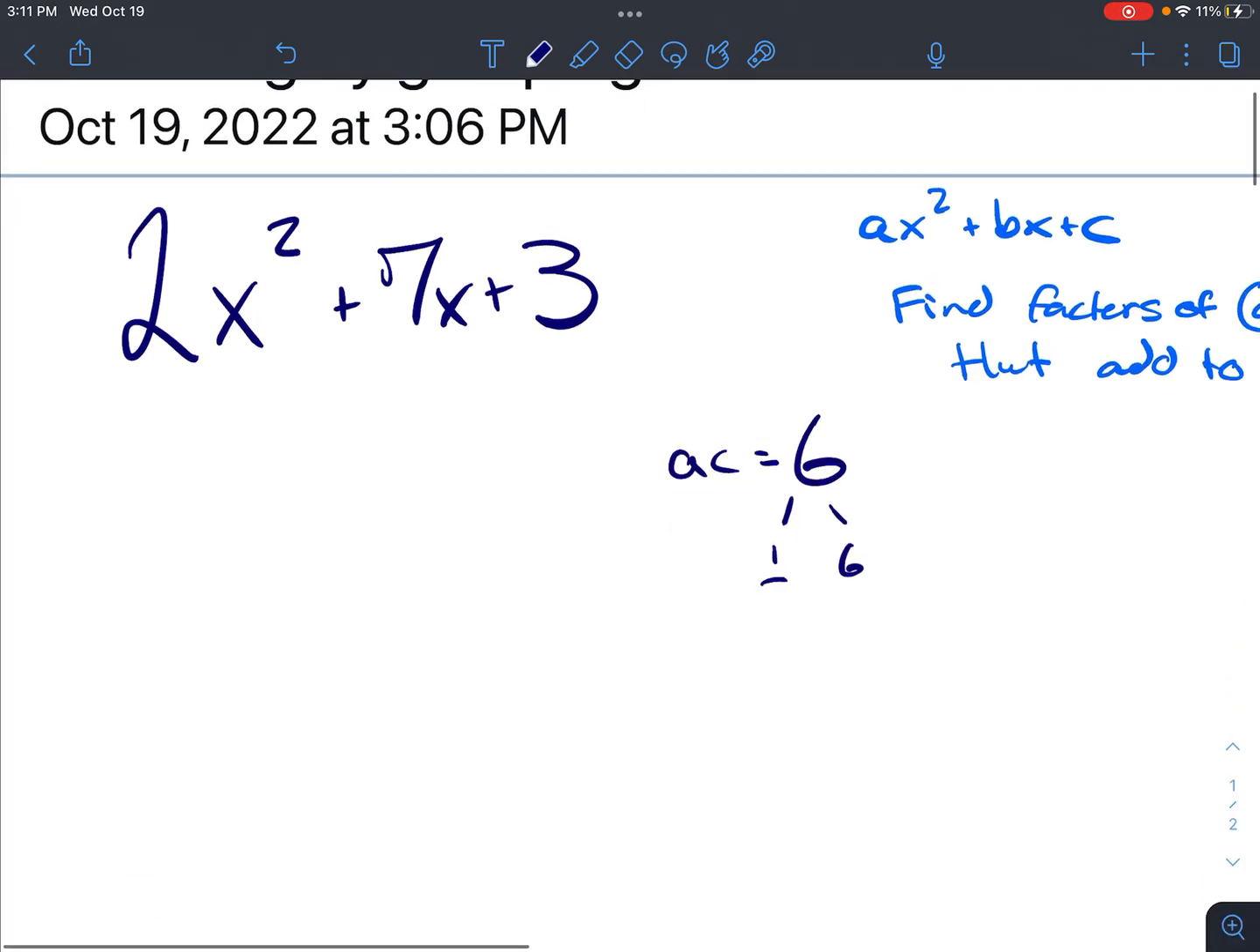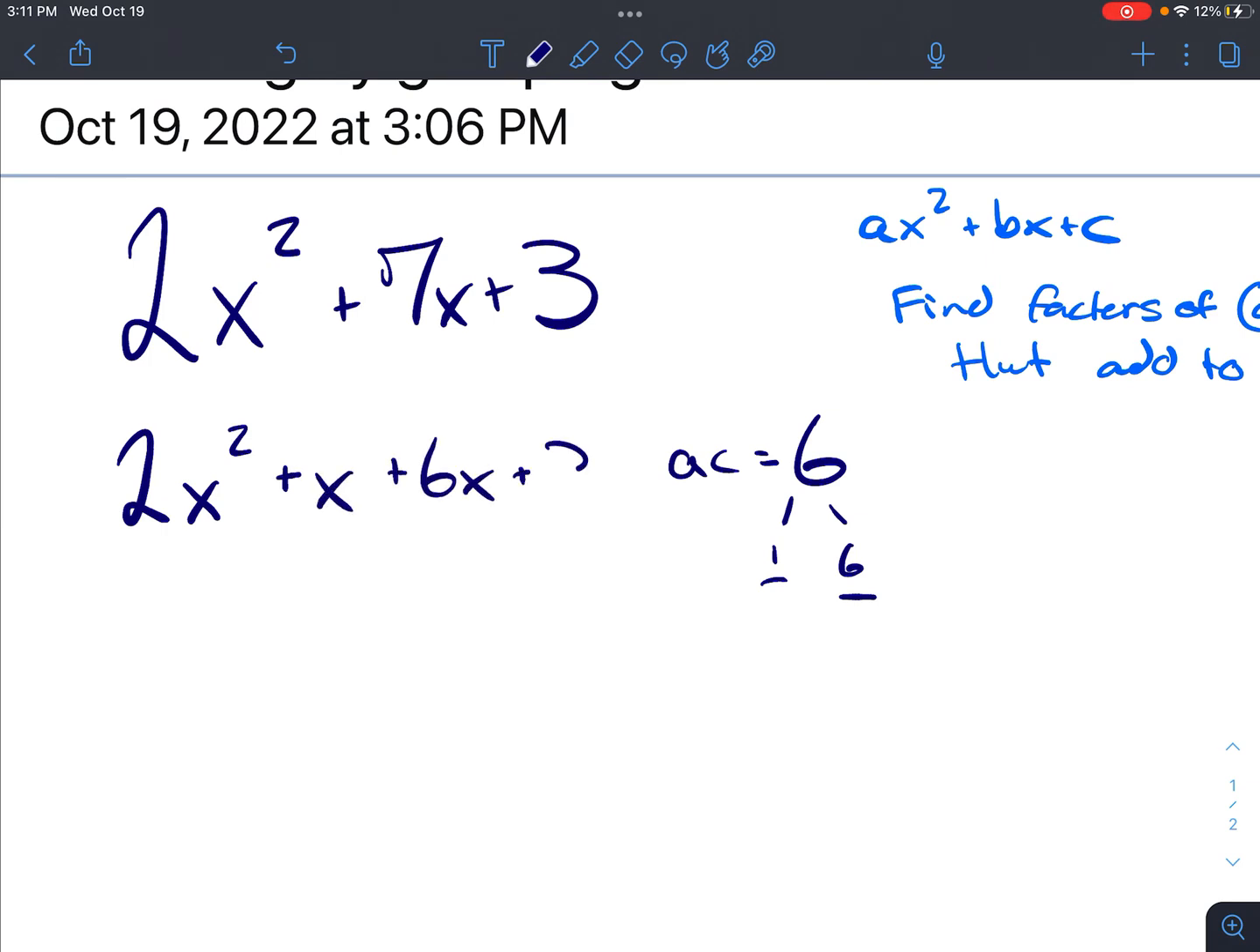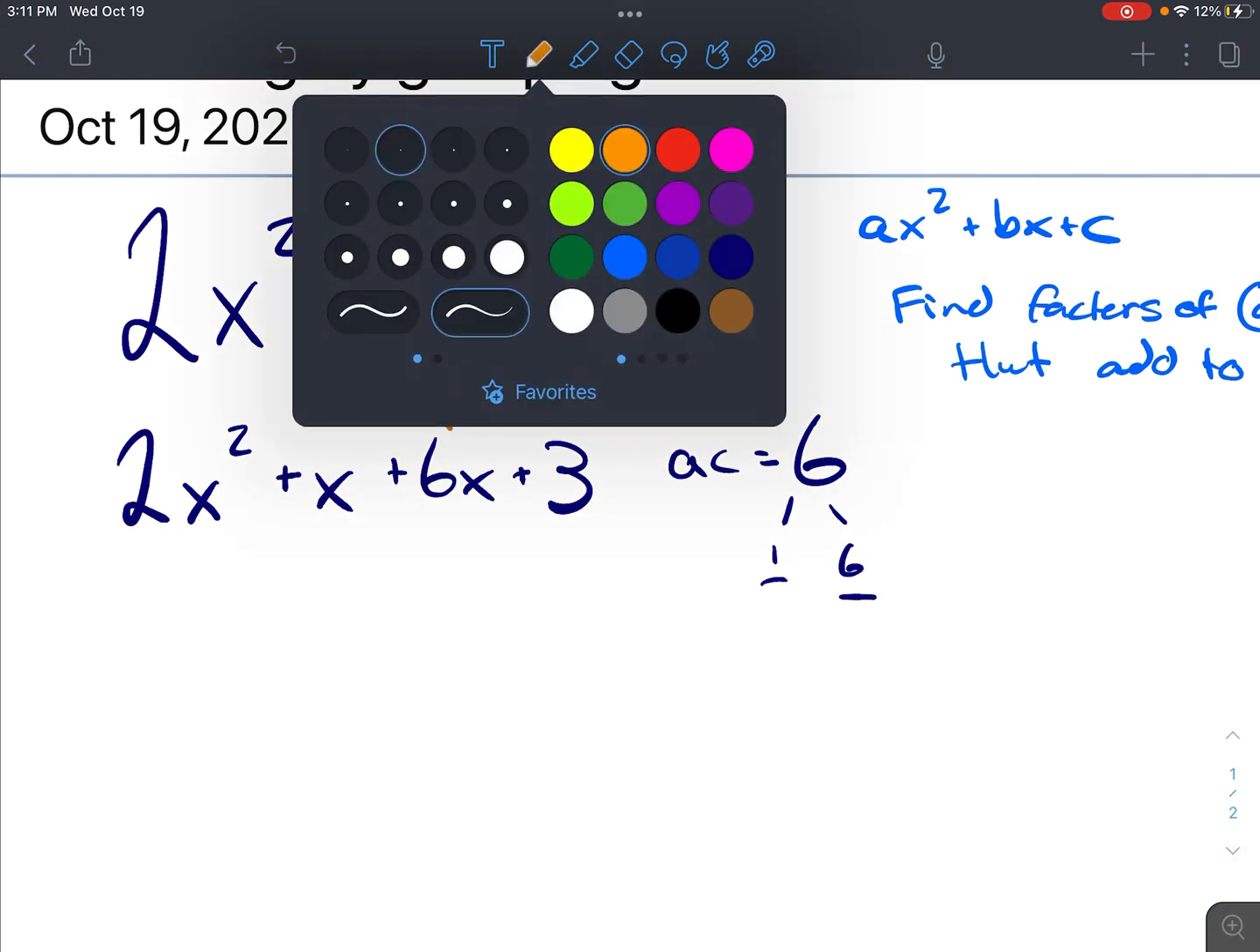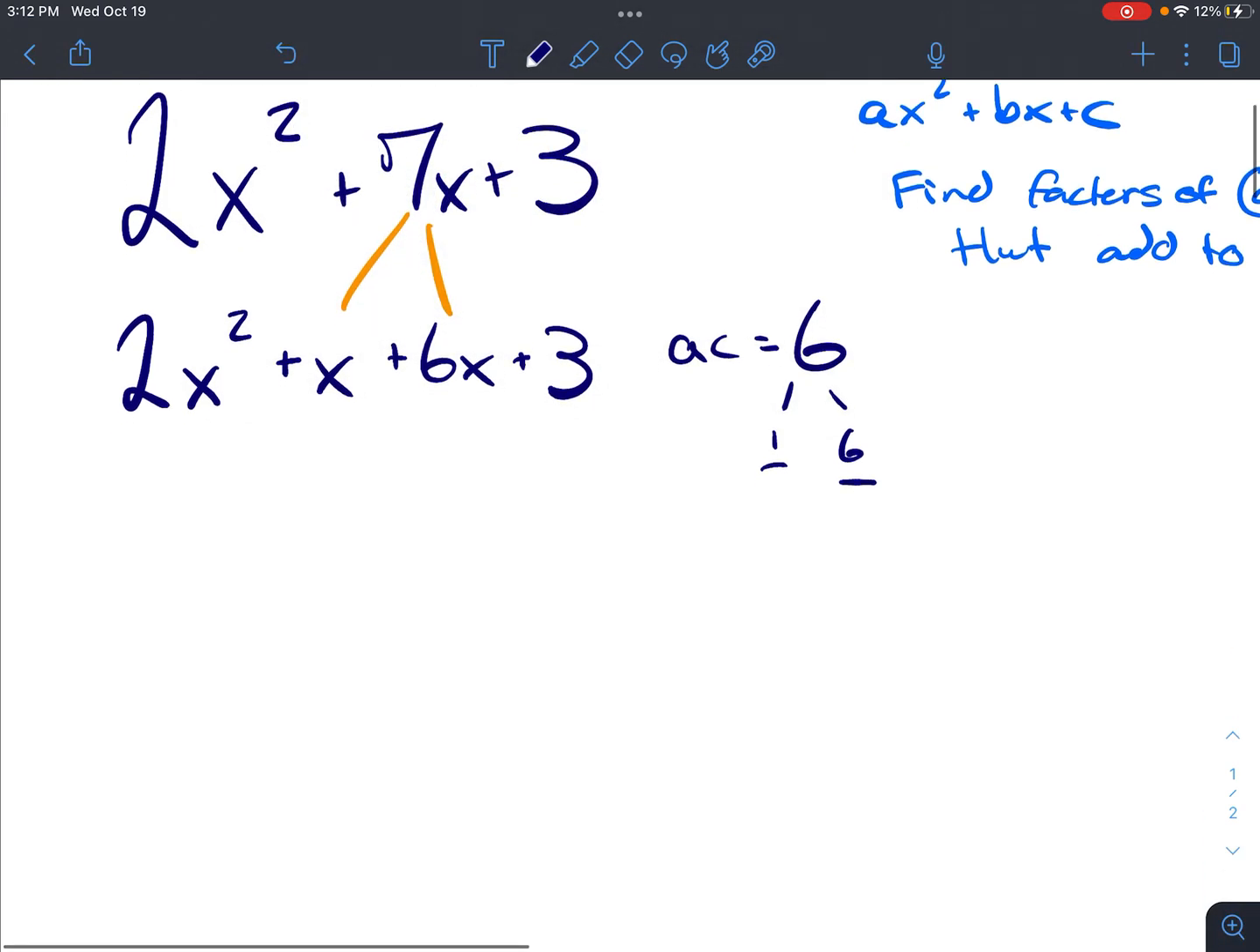So basically what we're going to do with these two numbers is they add up to 7. So I'm going to split 7x into two different parts. One of them is going to be 1x and the other one's going to be 6x. And then we'll be able to factor like this. So if I split 7x, we get 2x squared plus x plus 6x plus 3. Note that it's exactly the same. It's still 7x. We're just rewriting it.